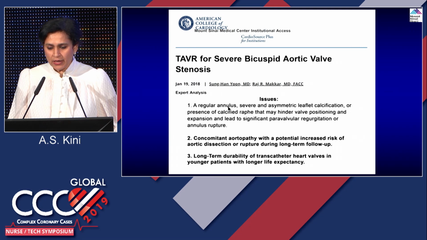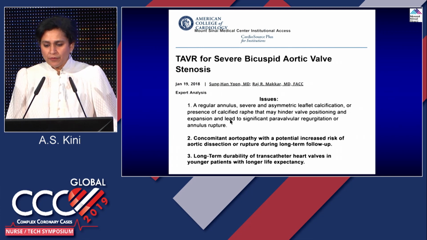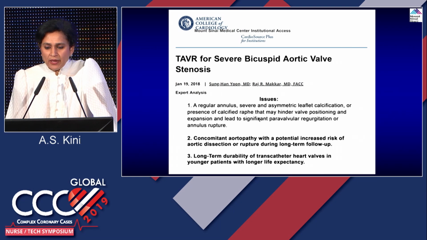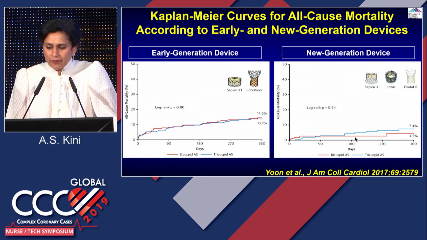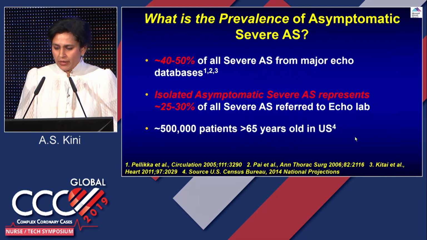Now, severe bicuspid aortic stenosis, I think this is where the problem is, and I would want to go over this. What about the regular aortic stenosis? You have annulus and asymmetric leaflet calcification, or you have raphe. Because of this issue, concomitant aortopathy, we don't know the long-term durability of this valve in patients with bicuspid aortic valve. Since we don't have any data, trials are ongoing now to see if the same valves that have been okay for the regular AS cases can be used for bicuspid aortic valve stenosis.